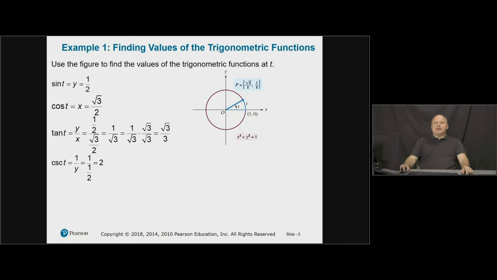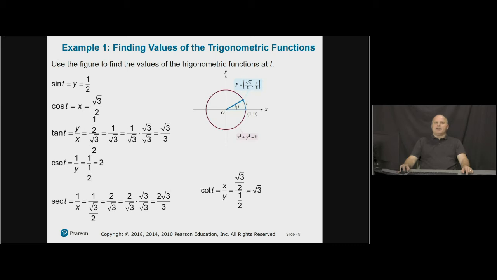Now the remaining 3 are just reciprocals of the first 3. The cosecant of t is 1 over y, which is going to be 1 over the sine function. And so it's going to be 1 over 1/2, which is 2, if you invert and multiply. The secant of t is 1 over the x-coordinate, so it's going to be 1 over cosine, because remember the x-coordinate is cosine. So then it gives you 2 divided by the square root of 3 when you invert and multiply. Again, rationalizing the denominator ends up giving us 2 root 3 over 3.